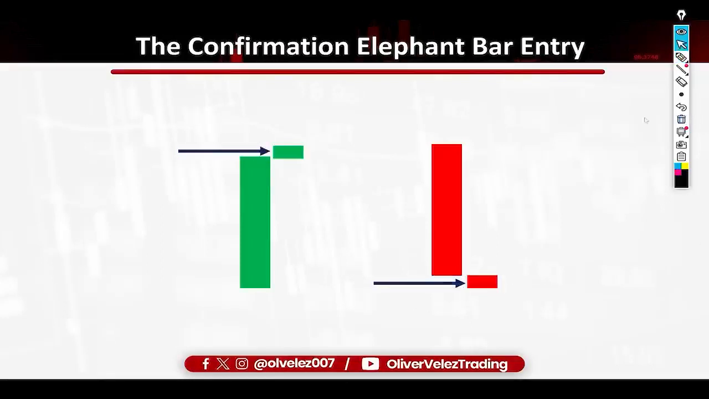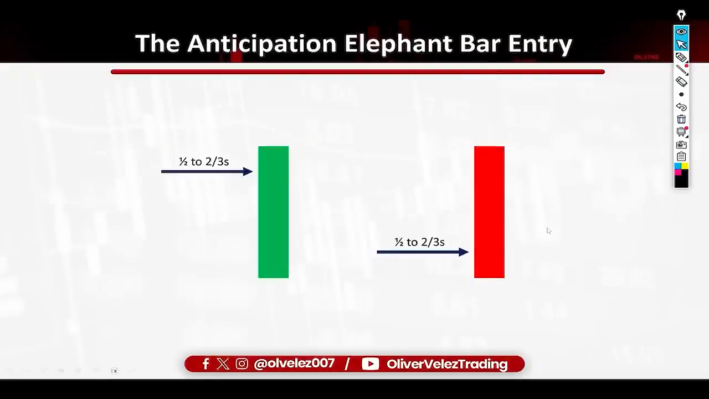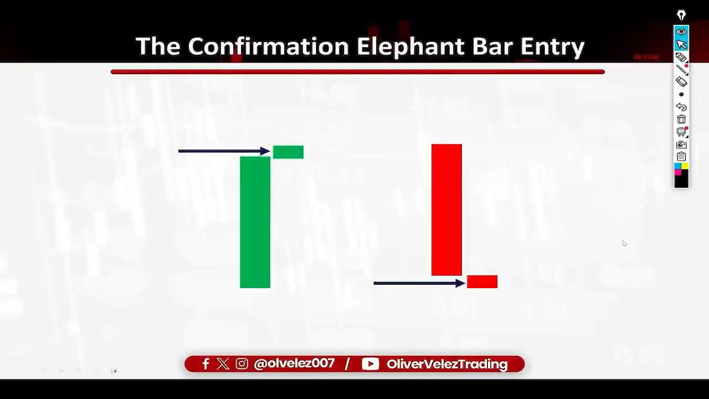So there are 2 ways to enter, right? 2 ways to enter. Anticipation. This is your safest one. It's your safest entry because your protection is closer to you, which we'll get to. The confirmation, your protection is a little further. So some people automatically assume confirmation is safer. No, anticipation is safer. Confirmation is acceptable, but anticipation is safer as an entry method.